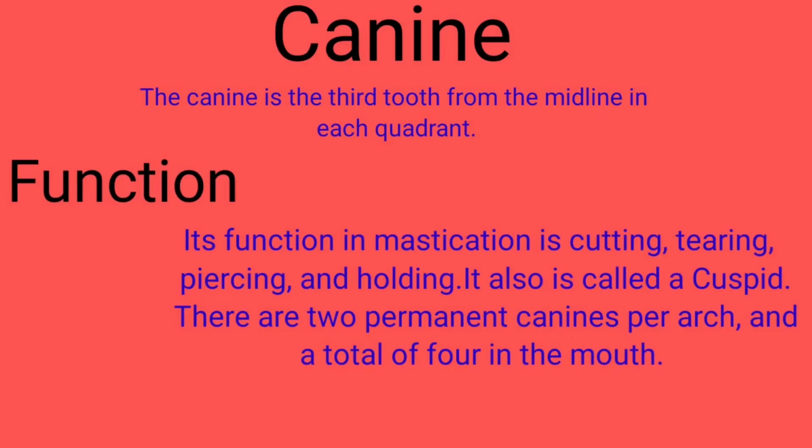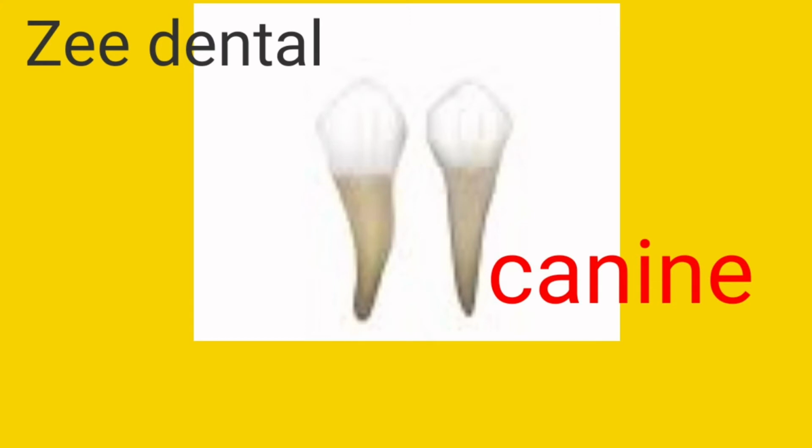Canine. The canine is the third tooth from the midline in each quadrant. Its function in mastication is cutting, tearing, piercing, and holding. It also is called cusp. There are 2 permanent canines per arch and a total of 4 in the mouth. Viewers, in this picture you can see the example of canine and cusp.